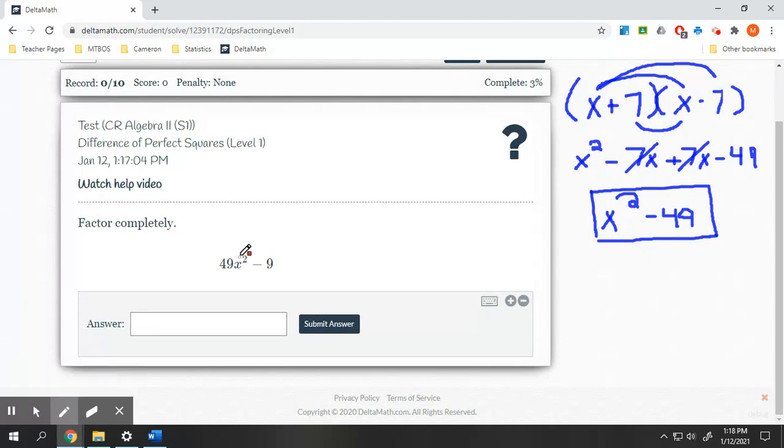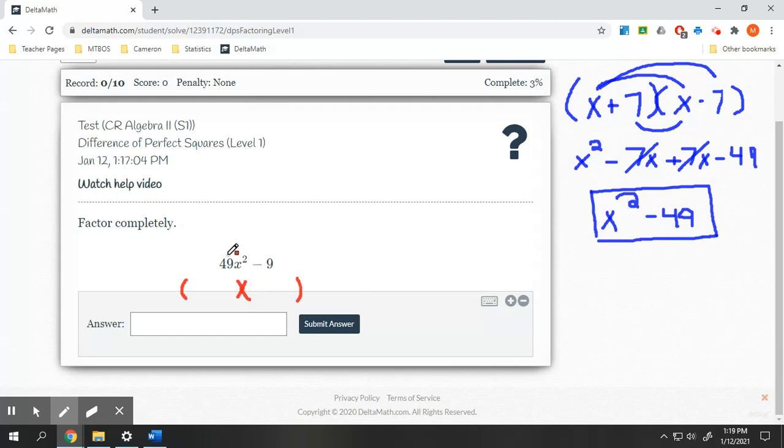I have 49x squared minus 9. We really do not have a GCF here. 49 is only divisible by 7, x squared, we've got an x, and then I have a 9. So nothing factors out as a GCF. But I can factor this as a difference of two squares. I want the exact same thing for both of these binomials, but I want these to have a middle term that cancels out.